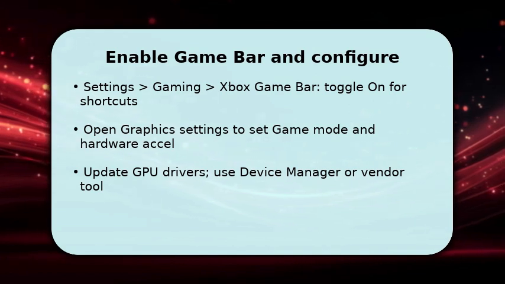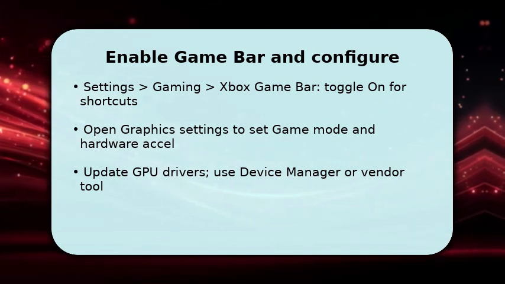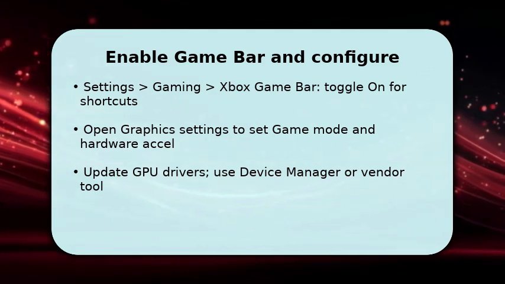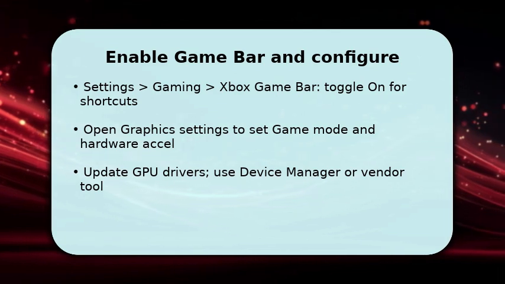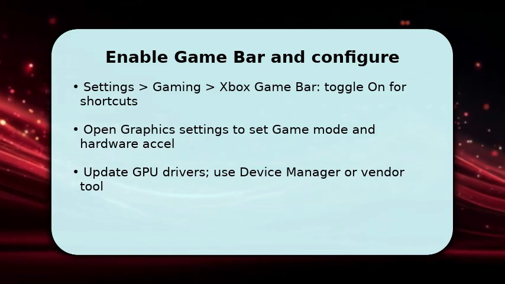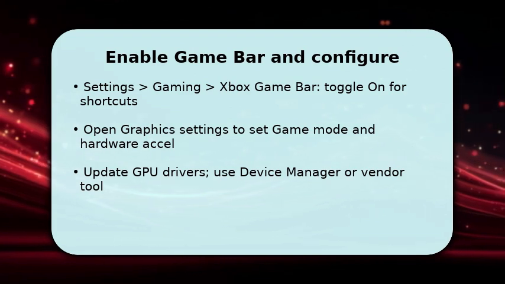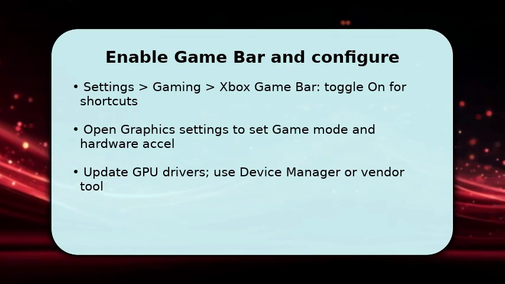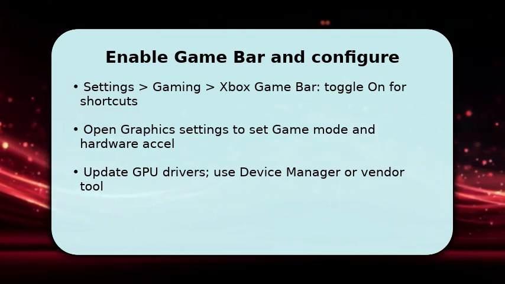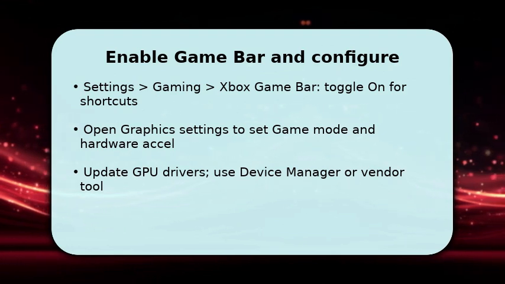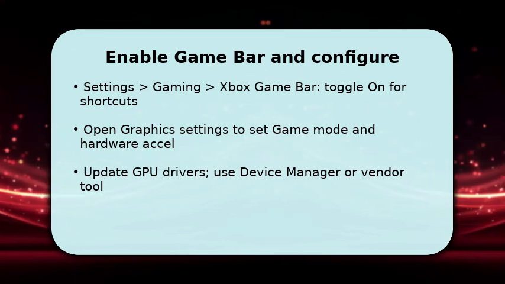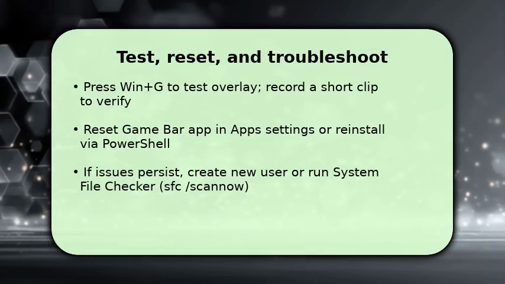Configure graphics settings to prioritize Game Mode and enable hardware-accelerated GPU scheduling where available, because performance and capture reliability depend on GPU pipeline access. Update your GPU drivers from Device Manager or the vendor tool. Outdated drivers break overlays and capture APIs. Once updated, restart Windows. Finally, press Win+G to open Game Bar and record a brief clip to confirm functionality.